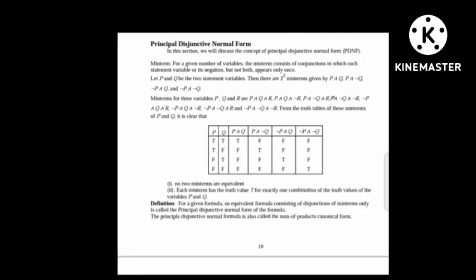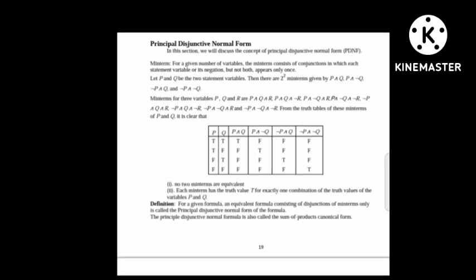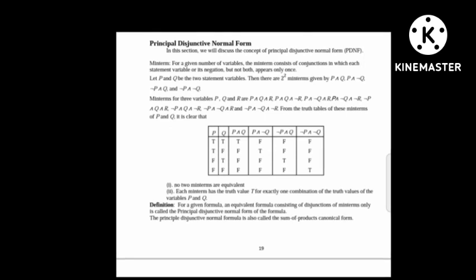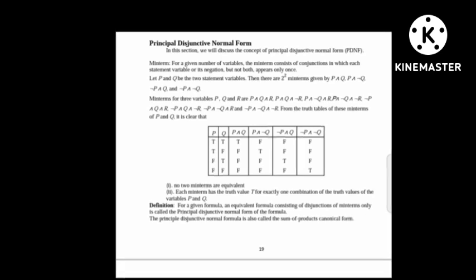From the truth table of these minterms of P and Q, as you can see in the table, T means true and F means false. No two minterms are equivalent. Each minterm has the truth value T for exactly one combination of the truth values of the variables P and Q. Definition: for a given formula, an equivalent formula consisting of a disjunction of minterms only. The principal disjunctive normal form is called the sum of products canonical form.